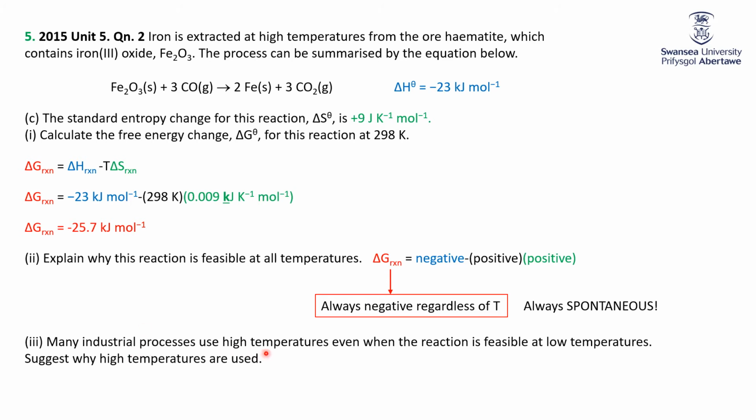Many industrial processes use high temperatures even when the reaction is feasible at low temperatures. Why are high temperatures used? Because of course you've got the thermodynamic considerations that we're talking about here. You also have kinetic considerations, and high temperatures will speed up the reaction. Regardless of the thermodynamics, high temperatures will speed up 99.99999% of reactions.